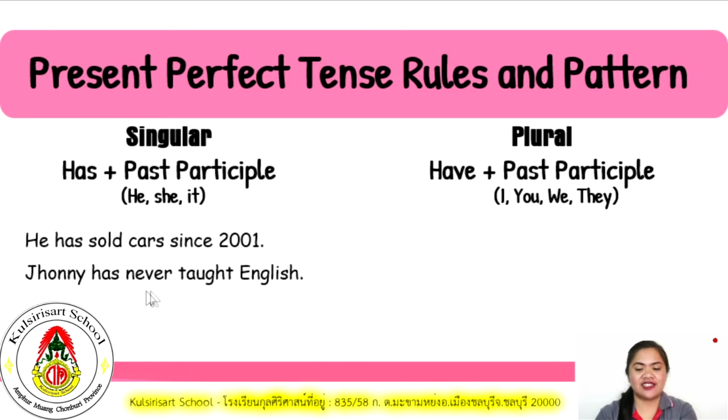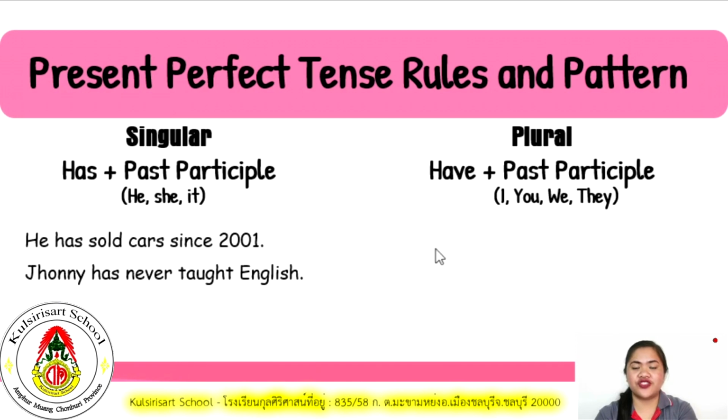Next, we have another example. Johnny has never taught English. So we have here, the subject is Johnny, only one, which means singular. So we use has plus never as a time expression, and taught as the past participle of the verb teach, which is taught. Johnny has never taught English.